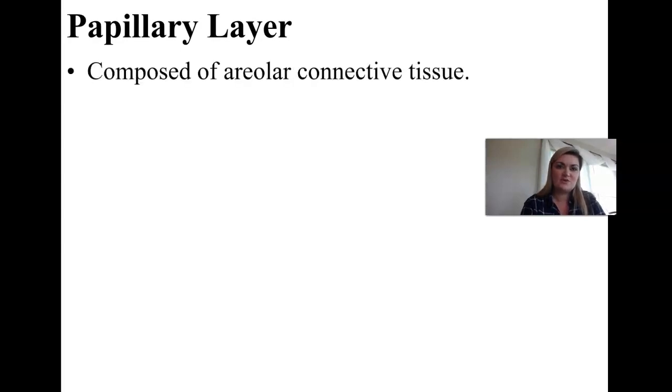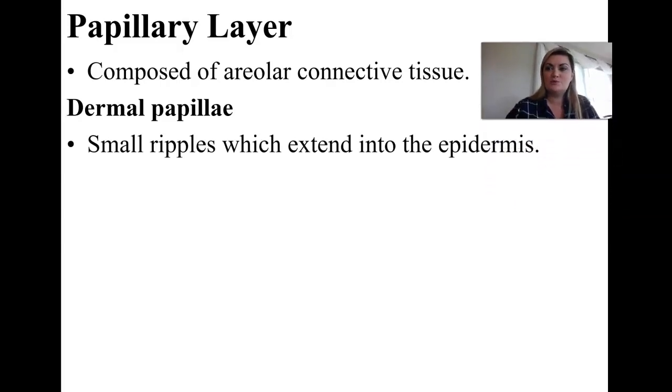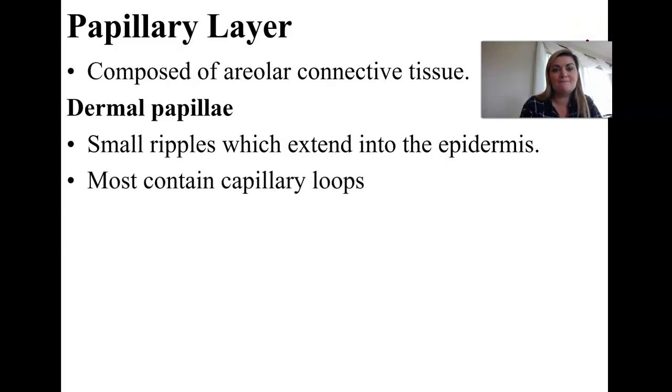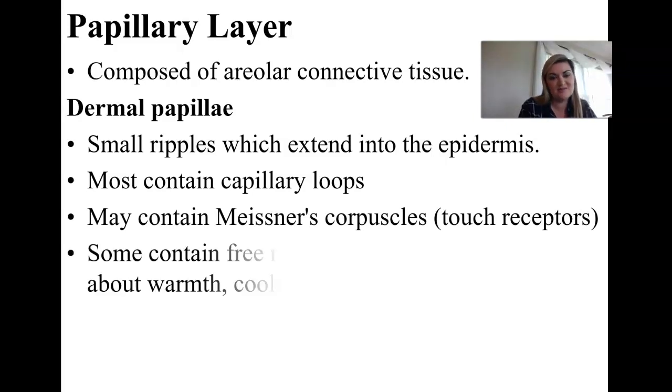So starting out with that dermal layer, you have the papillary layer that's composed of areolar connective tissue. The dermal papillae are going to be small ripples which extend into the epidermis. Most contain capillary loops, so they're going to be feeding that tissue in the epidermis and feeding the upper layer of that dermal tissue. Many contain Meissner's corpuscles. These are going to be touch receptors.